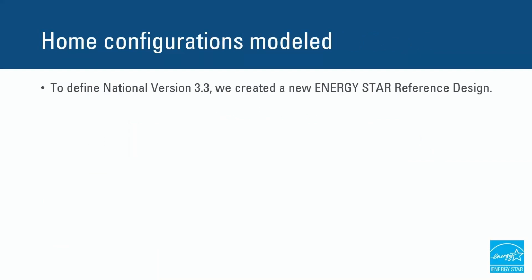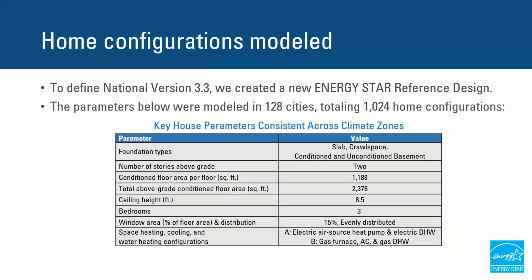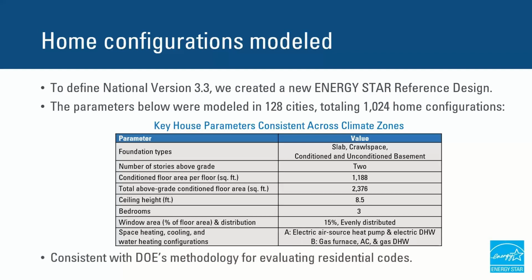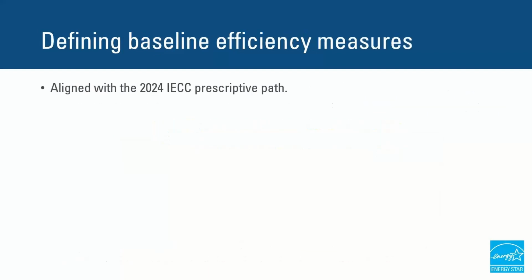So to ensure that we continue to deliver at least 10% savings for homes certified using this new version, we created a new, more efficient Energy Star reference design. This was developed by modeling the house parameters that are shown in this table in 128 different cities, resulting in more than 1,000 home configurations. These home configurations and the cities selected were consistent with DOE's methodology for evaluating residential codes.